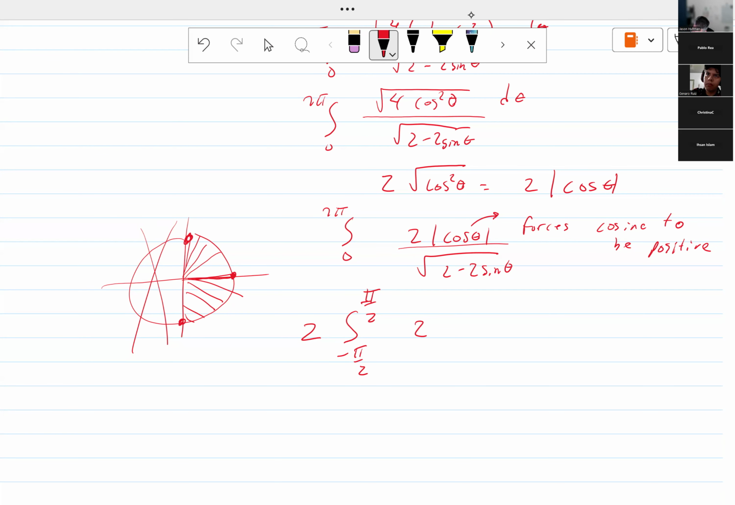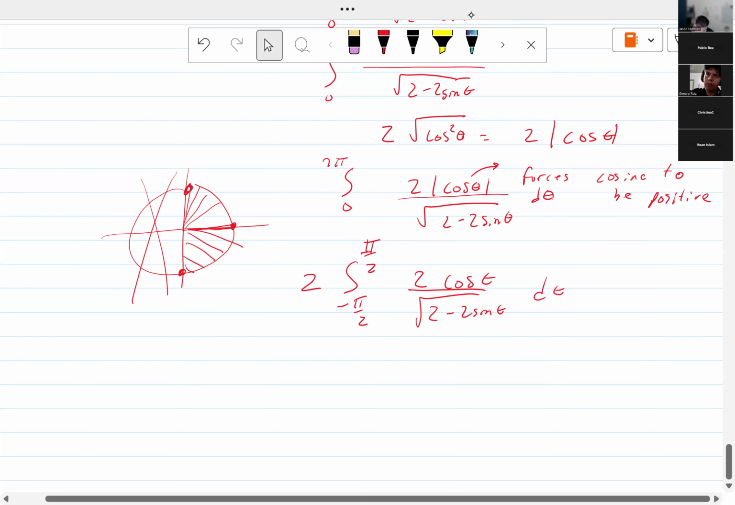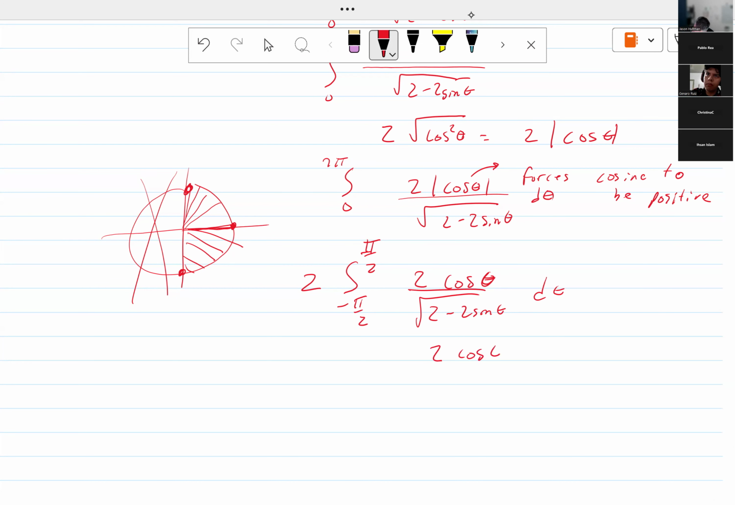Okay, so now I can do 2 cosine theta. There's a d theta here that I forgot. All over the square root of 2 minus 2 sine theta d theta. Now I have something that I can use a u substitution on. So let's do u. u is going to be equal to 2 minus 2 sine theta. du is equal to 2 cosine theta d theta. Look at that. That's exactly what I got on the top.